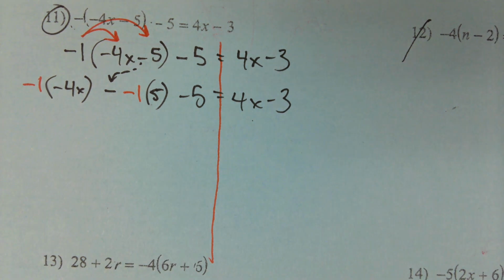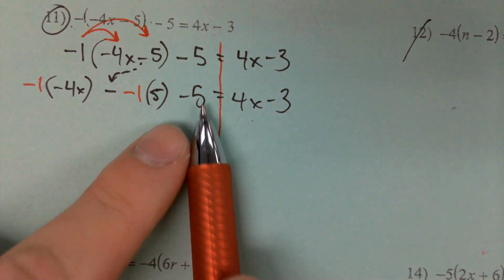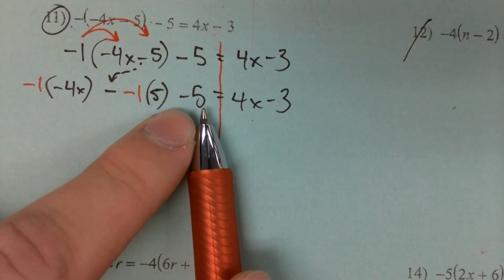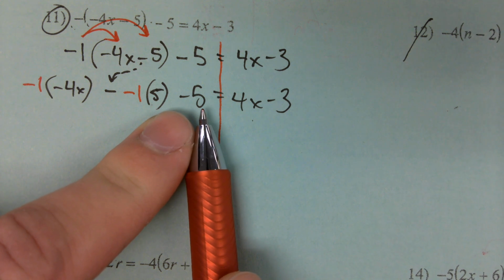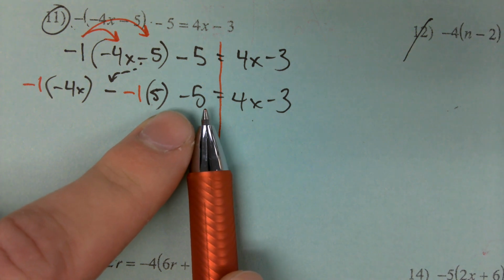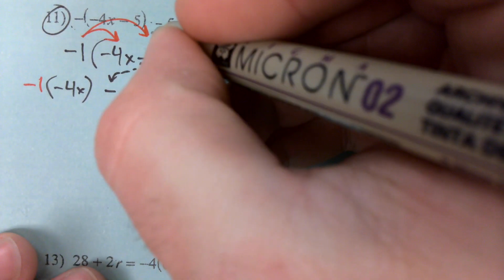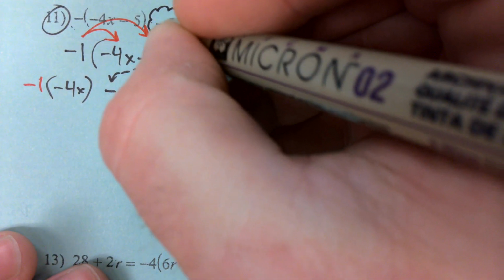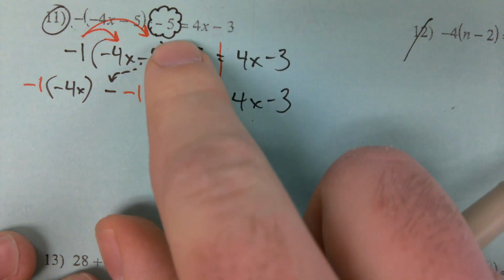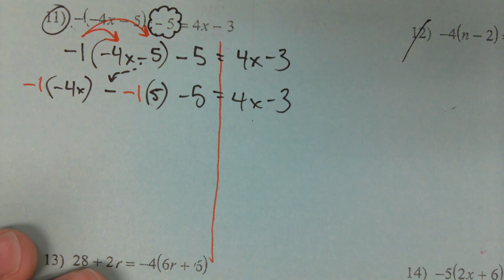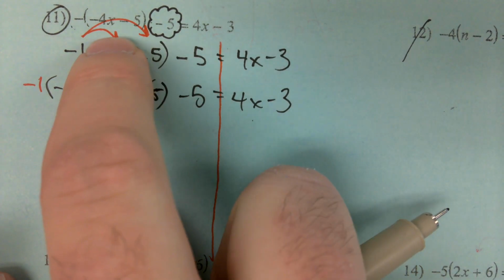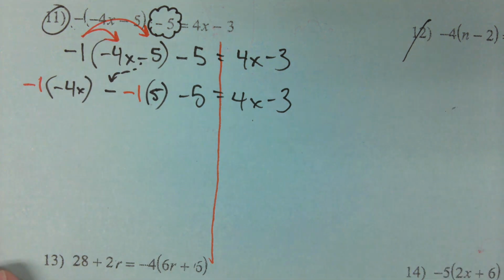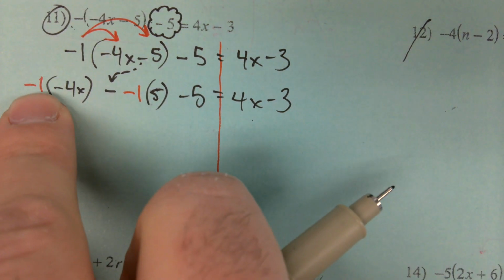How come we're not multiplying negative 5 by negative 1? Why are we leaving this negative 5 out of our distribution? Any ideas? Well, if we look back to our original equation, negative 5 is not in the parentheses, right? Negative 5 is outside of the parentheses. So negative 5 is just an additional term on our left-hand side. It is not included in our parentheses, so we are not going to distribute that negative 1 to it.